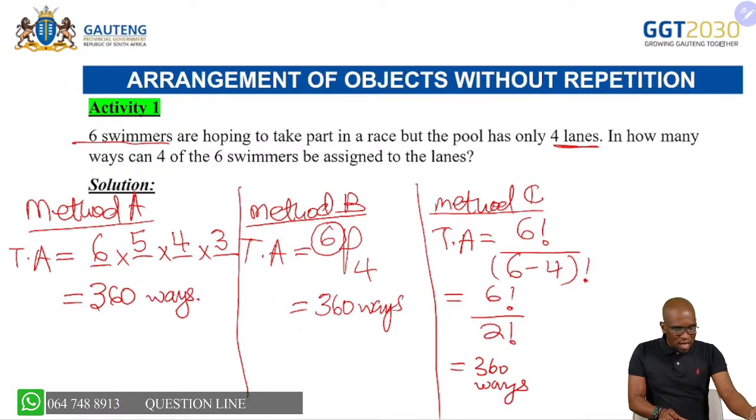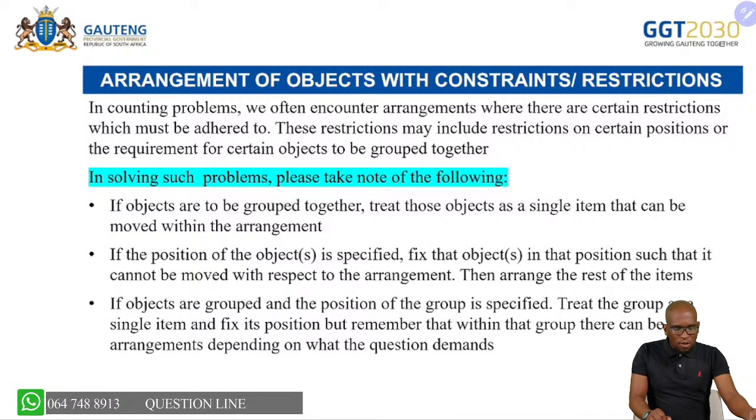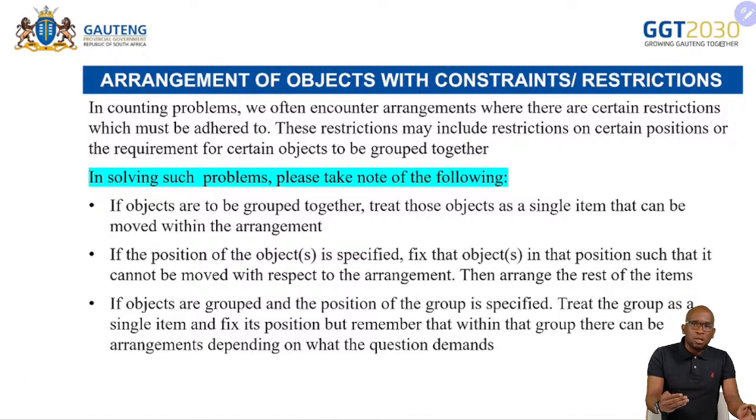Right, moving right along, grade 12. Arrangement of objects with constraints or restrictions. Now we are starting to dive into the counting principle. We are going to look into restrictions now. It's very, very important for you to listen and understand what we are going to be doing. The procedures here are not that complex, but you need to listen so that you can be able to apply those procedures.